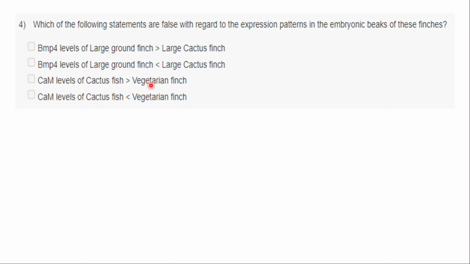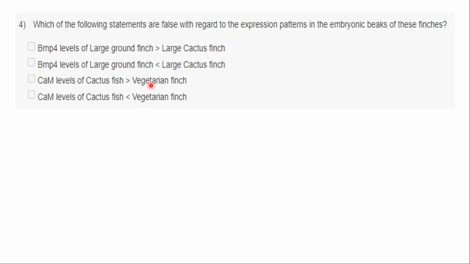Okay, I see some answers. Sakshi has answered 1 and 4. So you have to spot the false statements. 1 and 4 is Sakshi's answer, and Ajay is answering 2 and 4 are false. Okay, let me reveal the correct answer to this question.